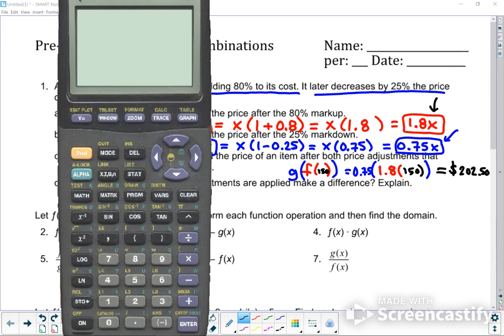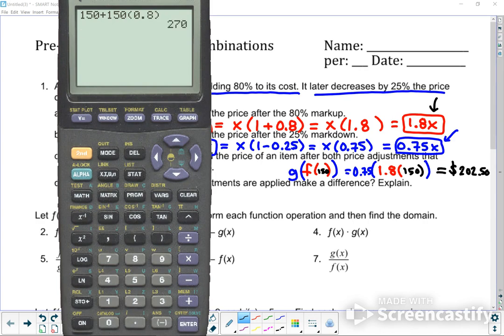Now let's do that one at a time to see if it works the same. So you get $150. That's the original price, and they're going to mark it up by 80%. So you're going to add to the original price 80% of 150, so times 0.8. Okay, and that gets you $270.